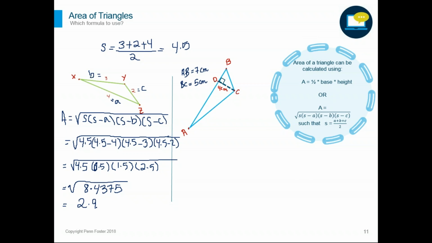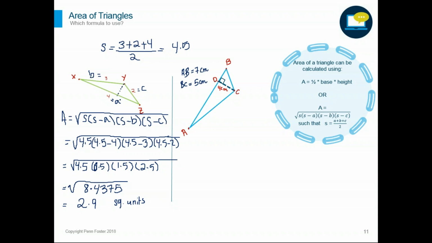2.9. Since this is an area for this triangle, our units would be squared units. So if this is like 4 centimeters, then the area would be squared centimeters, for example. So this is the area of the triangle. We did use this formula again because we were not given the height of the triangle.